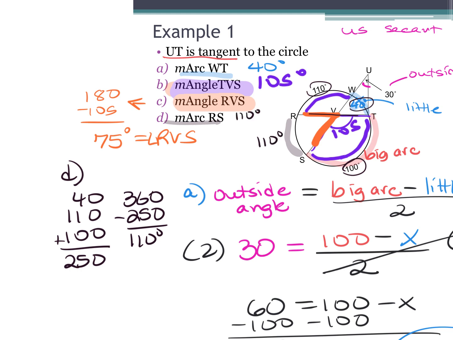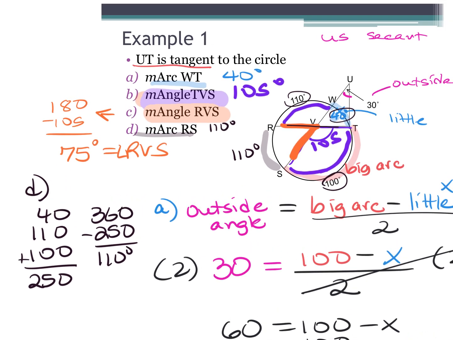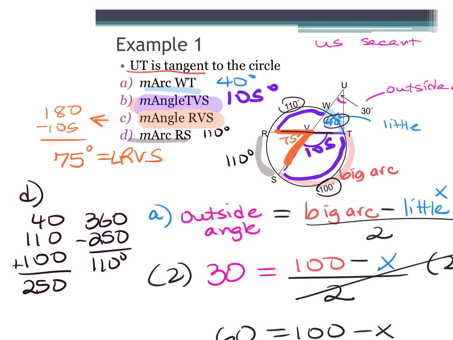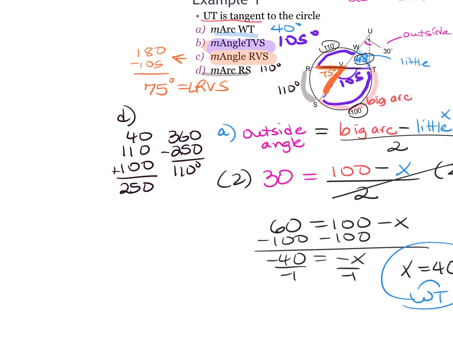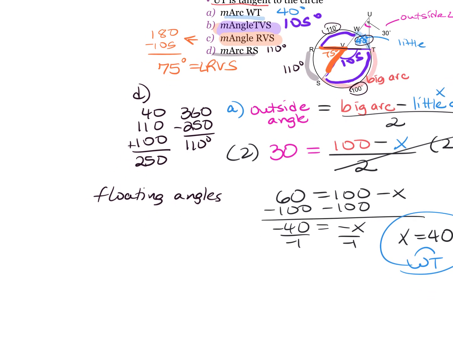Now, we could have also used our floating angles. And let me show you how we could have done that. So remember, this is 75. So another way to do part D would be to use the floating angles. There's multiple ways to do these problems. So what I could have done is take its intercepted arc, which I didn't know, plus the intercepted arc of its vertical angle, which was the 40, divide it by 2, and set it equal to 75.